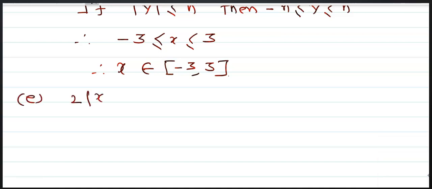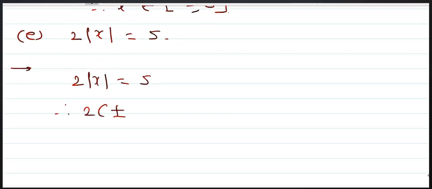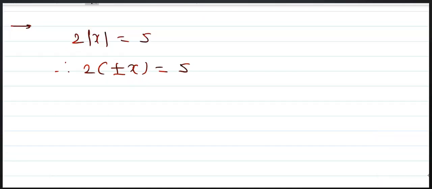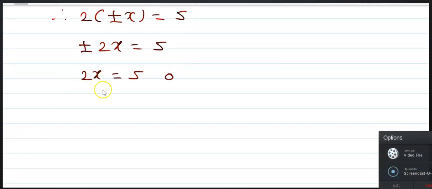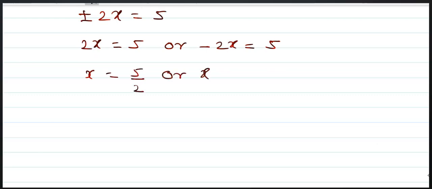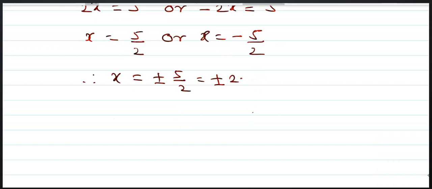Next, 2 times mod of x is equal to 5. That is, the mod of x is equal to 5 by 2. It means that x is plus or minus 5 by 2. If we simplify it, plus or minus 2x is equal to 5. Therefore, 2x is equal to 5, or minus 2x is equal to 5. Therefore, x is equal to 5 by 2, or x is equal to minus 5 by 2. And therefore, you will get x is equal to plus or minus 5 by 2, that is, x is equal to plus or minus 2.5.